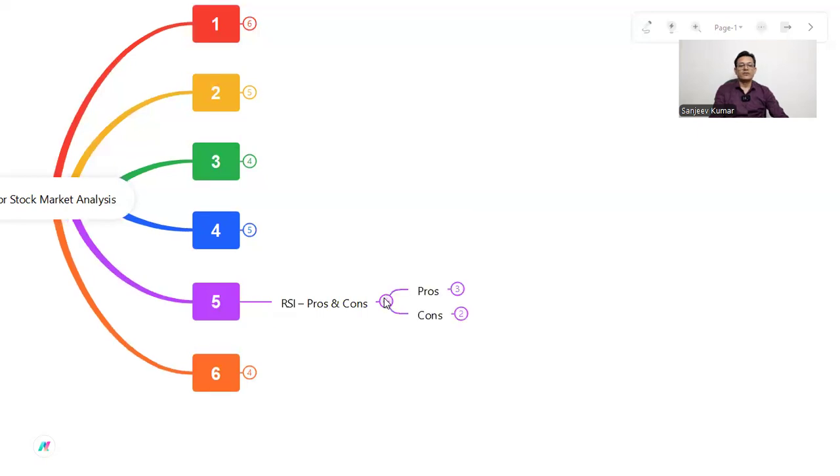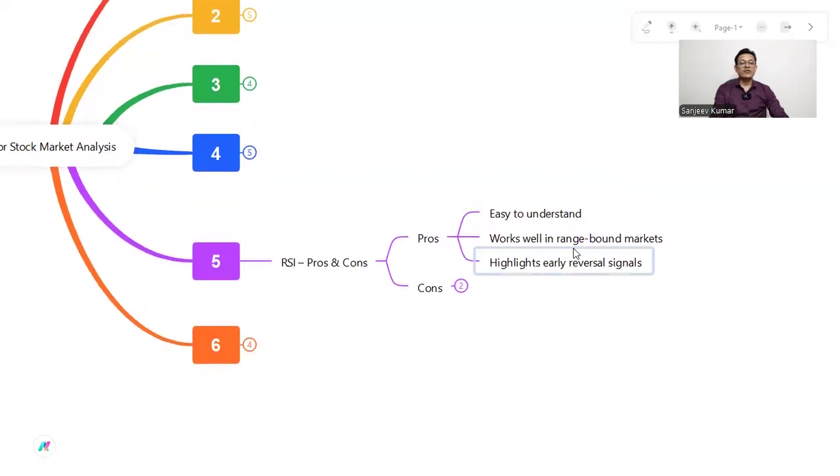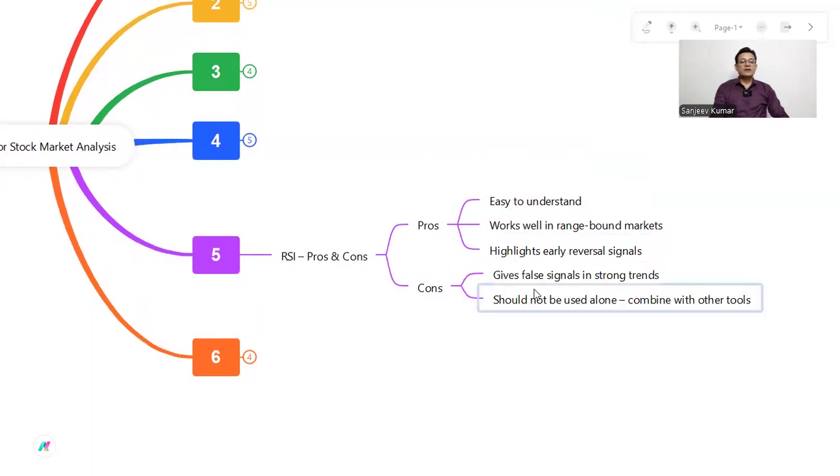RSI pros and cons. RSI is easy to understand, works well in range-bound markets, and highlights early reversal signals. It gives false signals in a strong trend, should not be used alone, and should be combined with other tools.